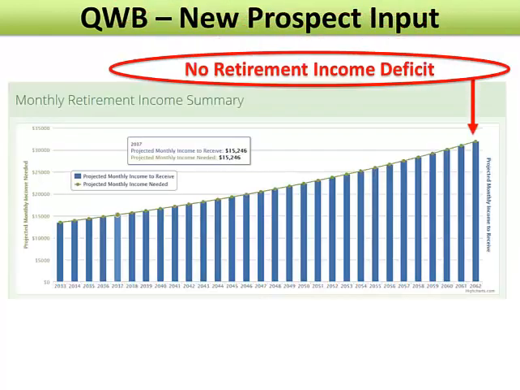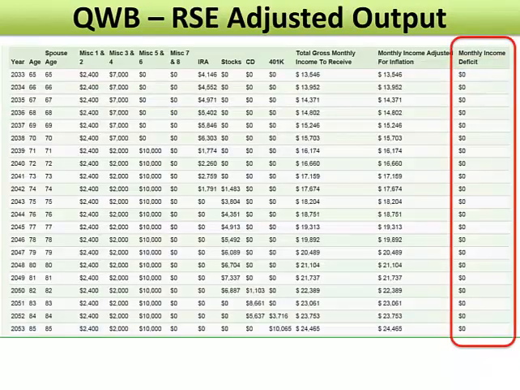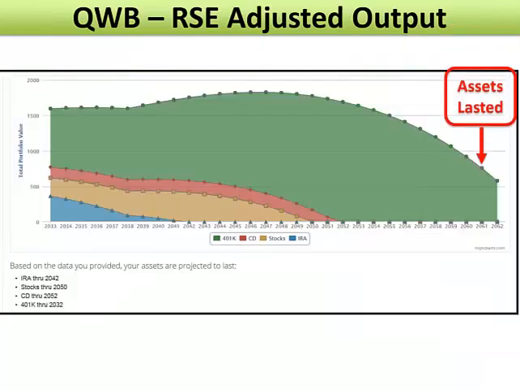And now we show that there's no retirement income deficit. The green bar or the green line always intersects our blue bars, and that means in this projection, we have not run out of money. We then show them no monthly retirement income deficit, and that's how the money flows. Show them how their assets lasted.